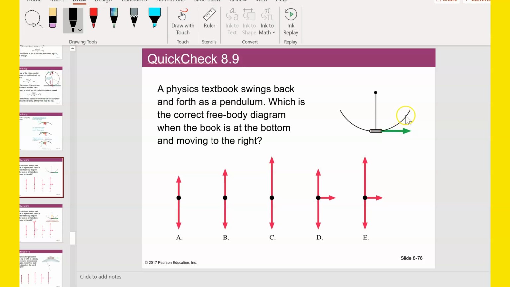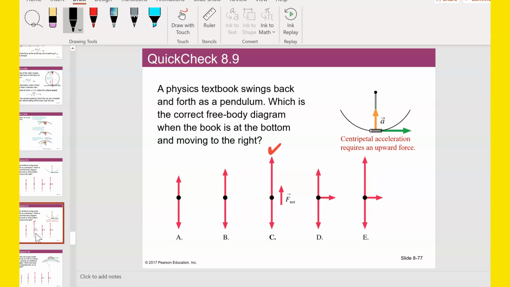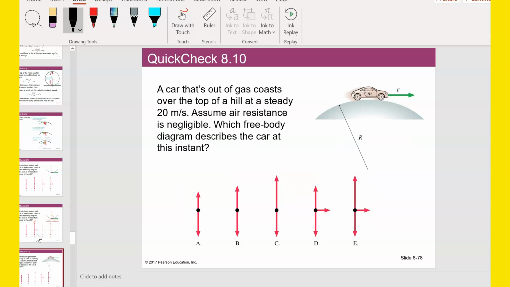At the bottom of the loop, in order for this thing to continue moving in a circle, the net force has to point toward the center of the circle. So for that to be the case, the tension has to be greater than gravity. So C has to be the right choice there. All right.